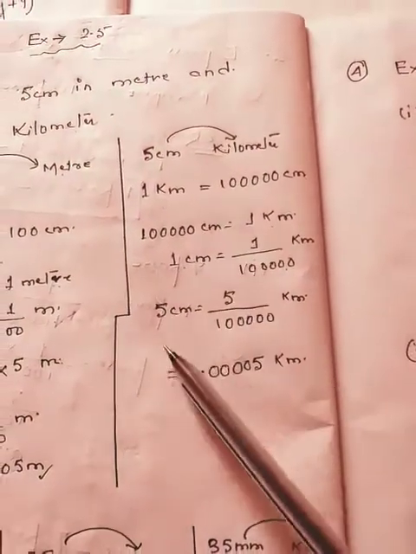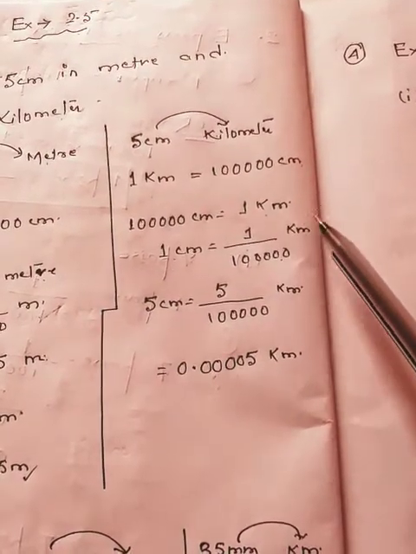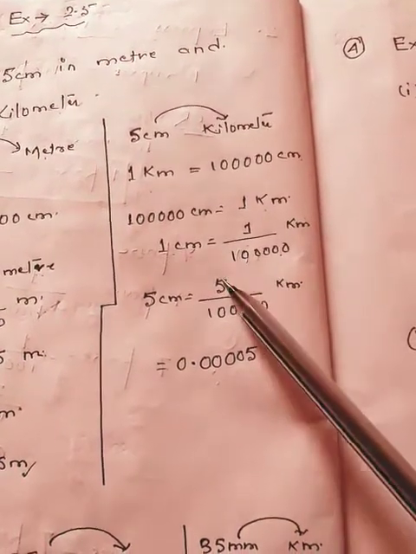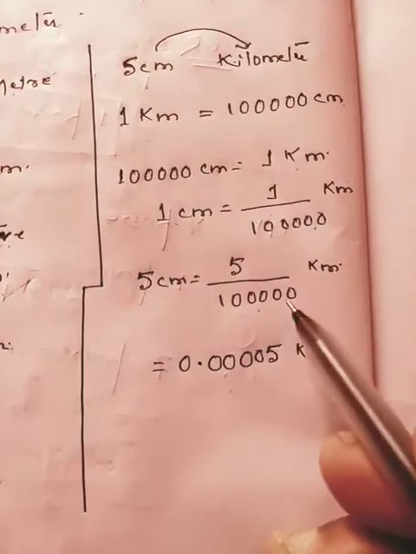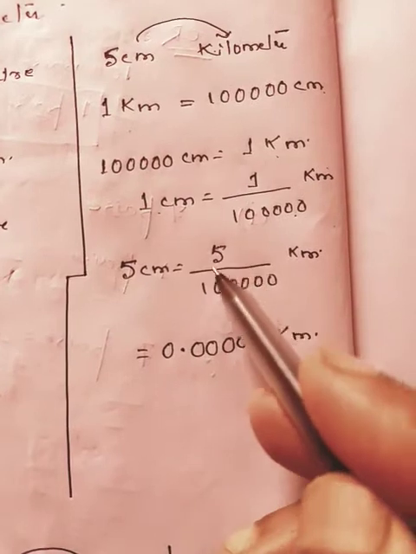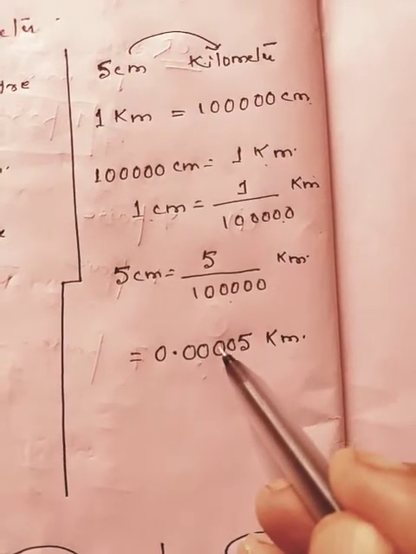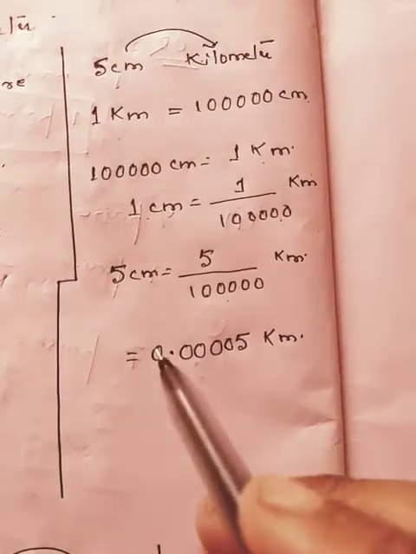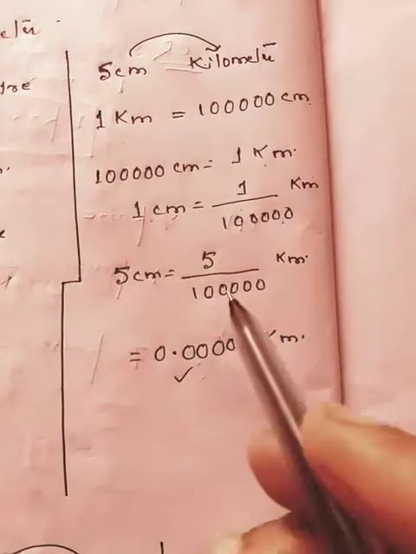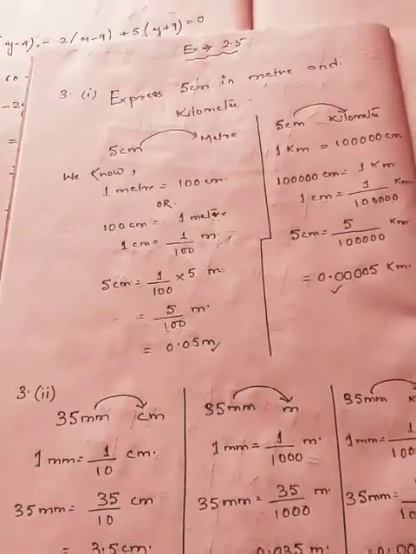Now 5 centimeter would be what? 1 by 1 lakh into 5 kilometer. So that would be 5 by 1 lakh. Now how many zeros are there? Carefully see, 1, 2, 3, 4, 5. But there is only one digit. So what will you do? 1, 2, 3, 4, 5, then you will put the point. Okay, so this is a very important concept, students. So this is all about question number 3.